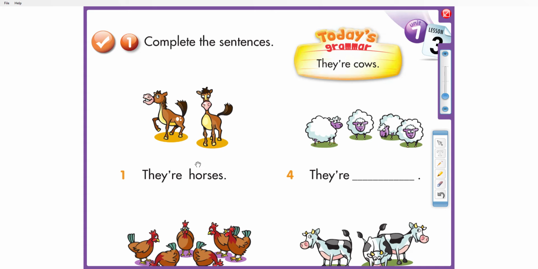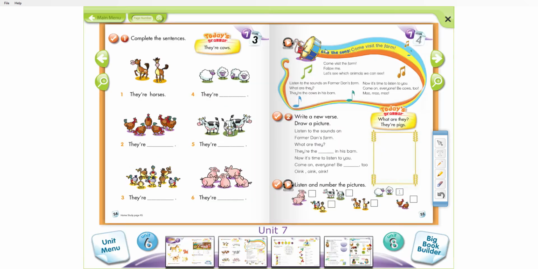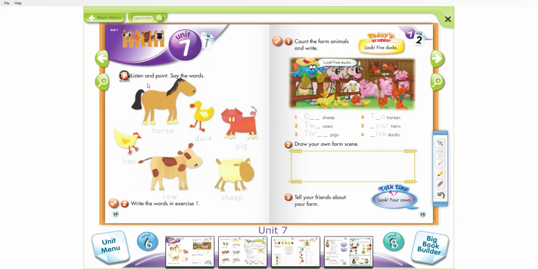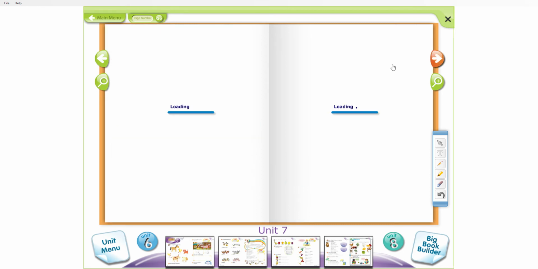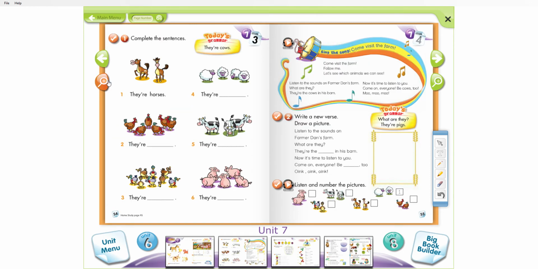For example, last time we have seen the names of animals. This is a horse. If you do remember, we have seen horse, duck, pig, hen, cow, and sheep, right? Good. Now, what we are going to do is find the plural of these animals, okay?